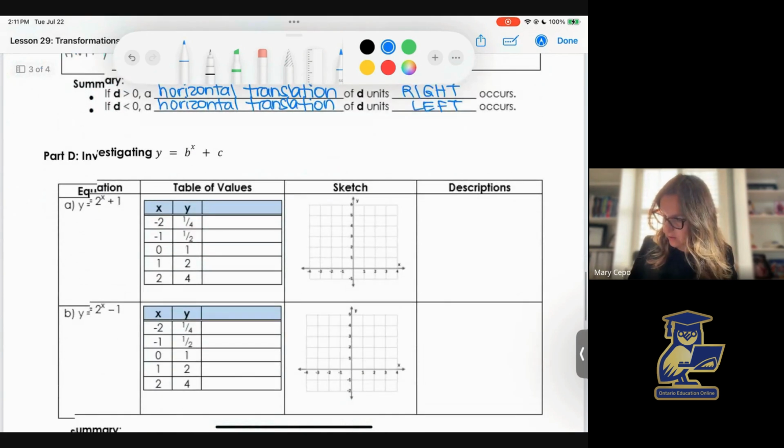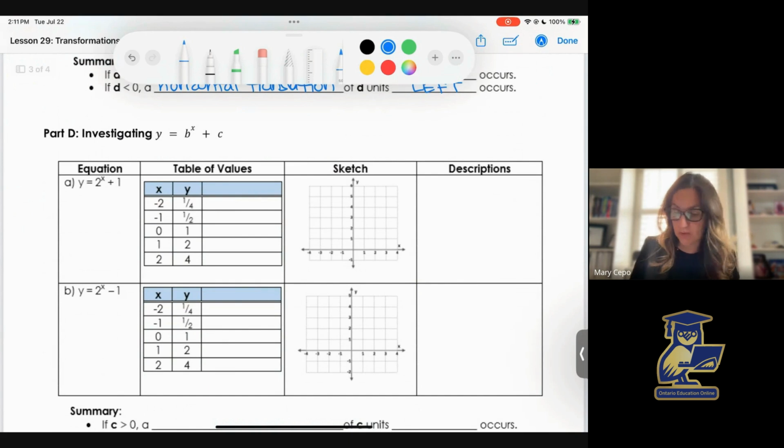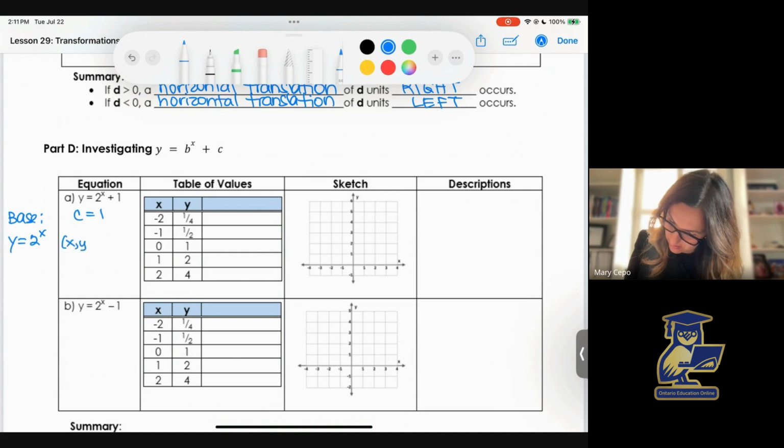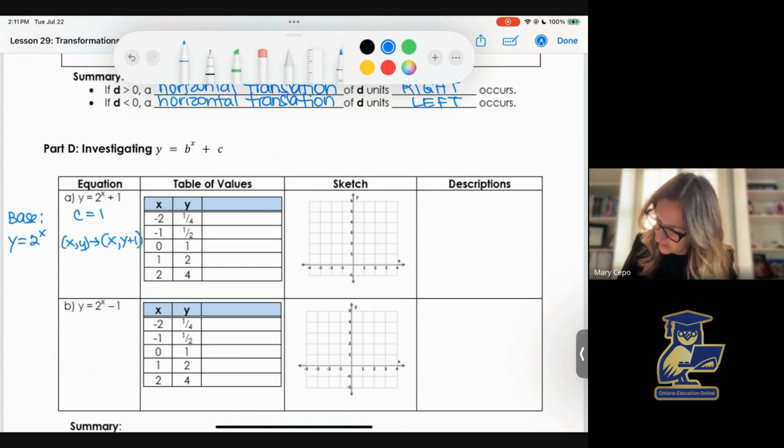And then last but not least, we have y equals b to the power of x plus c. So we know c is that vertical translation up or down. So we want to identify that c value, and then, of course, that impacts our y coordinates from our parent function. Our base function in this case, again, always identify that first: y is equal to 2 to the power of x. So we know c is equal to 1. So using our mapping rule, that means each of our y values, we're going to add 1 to them.